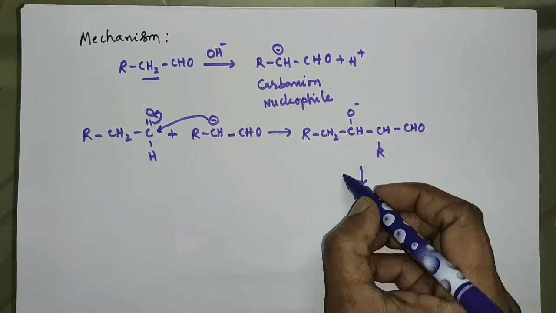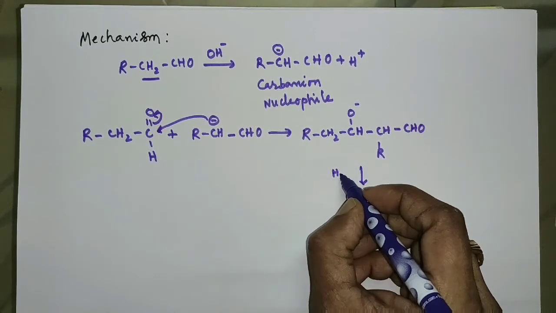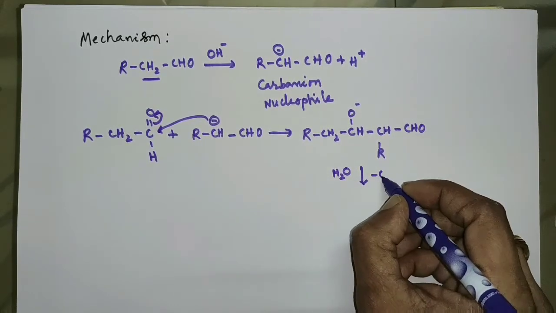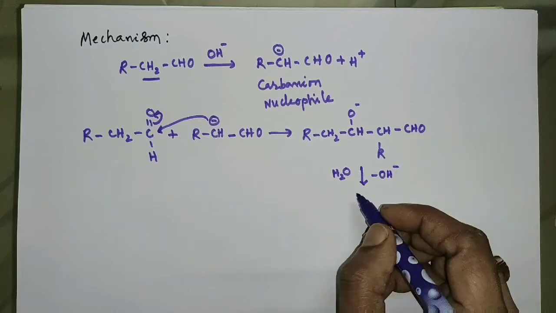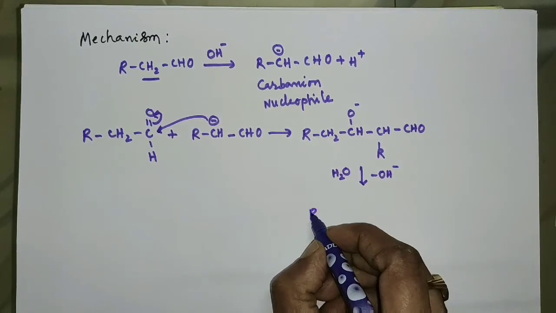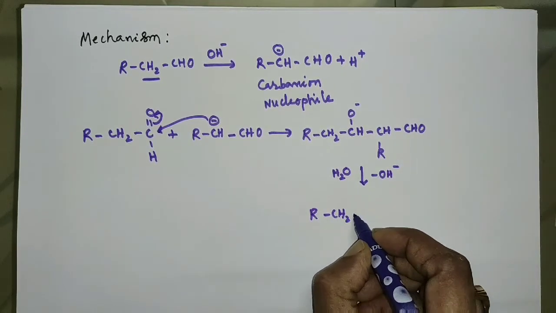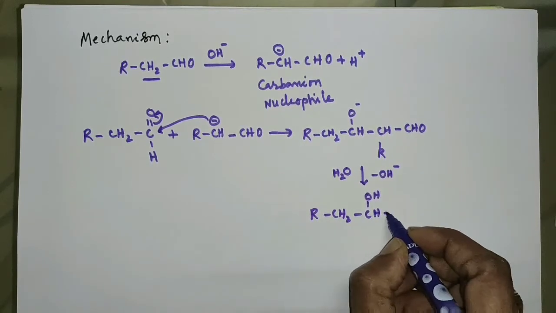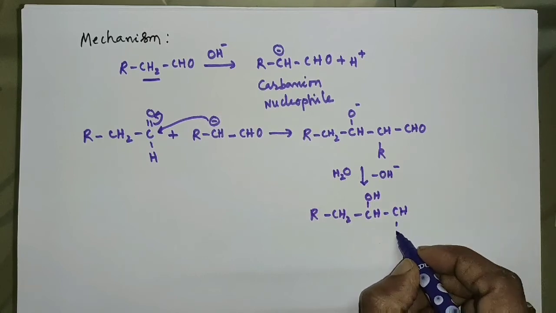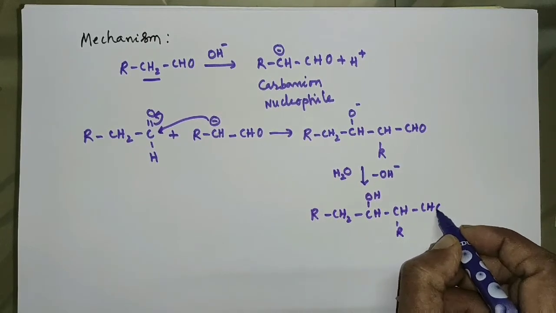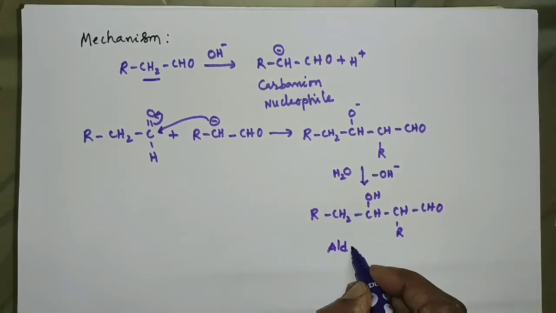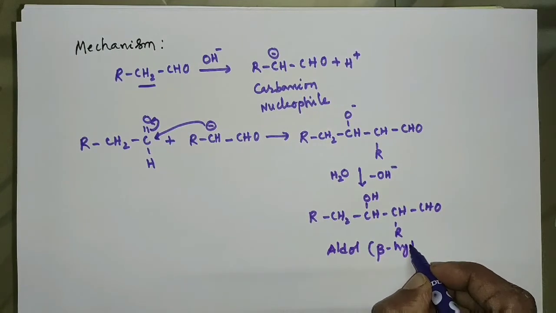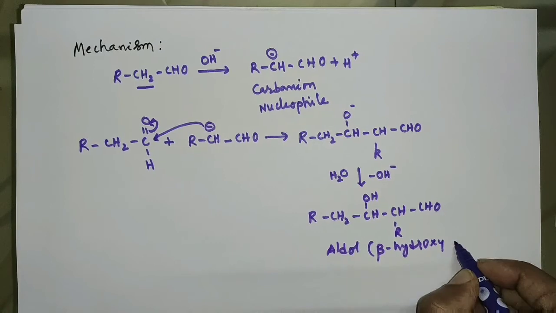This alkoxide ion takes H plus ion from solvent and will be converted into aldol. This is aldol, which is beta hydroxy aldehyde.